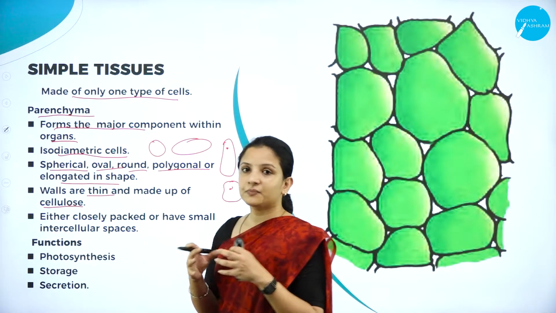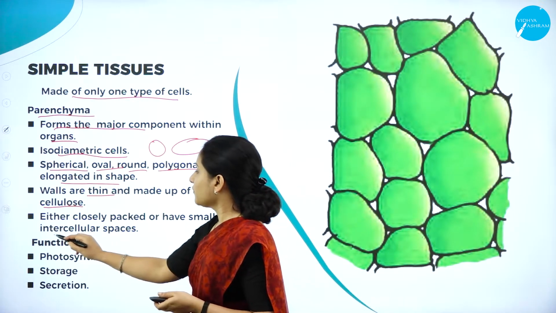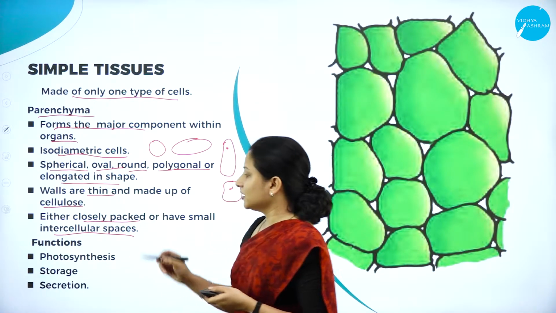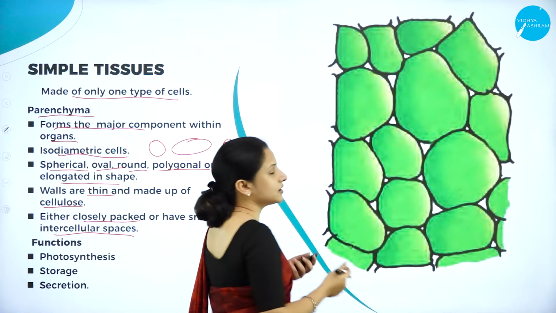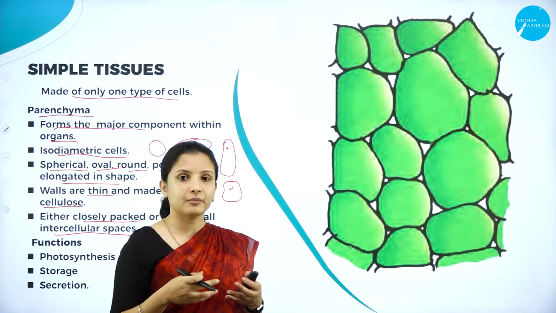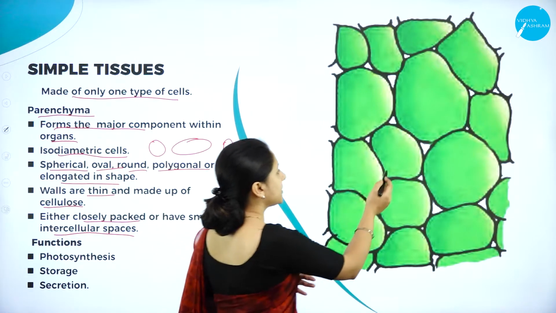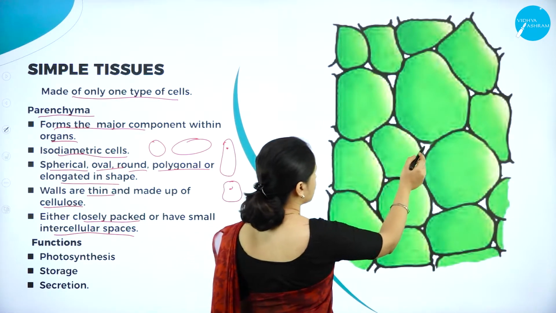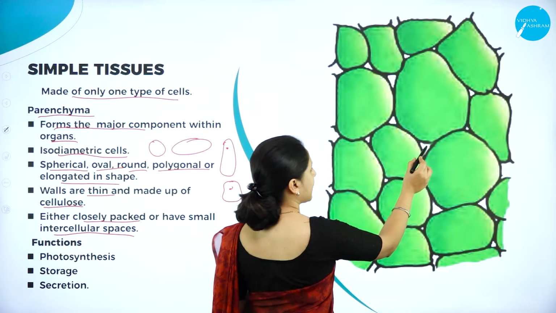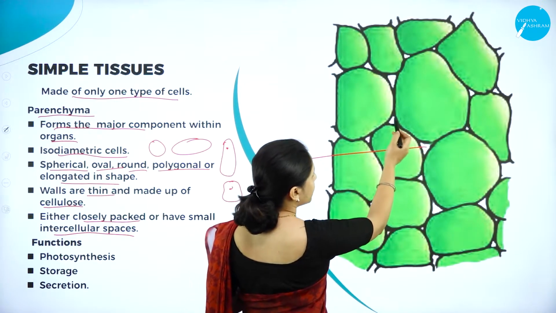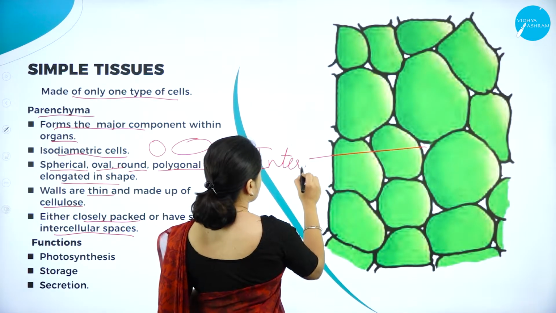And next, these parenchyma cells are very closely packed, or they may have small intercellular spaces. When I say intercellular spaces, you can see they are present in some. When I talk about collenchyma, they are very closely packed. But in the case of parenchyma, they are closely packed, but in some cases they may be packed in such a way that they have intercellular spaces. So you can see gaps here. These are nothing but the intercellular spaces.